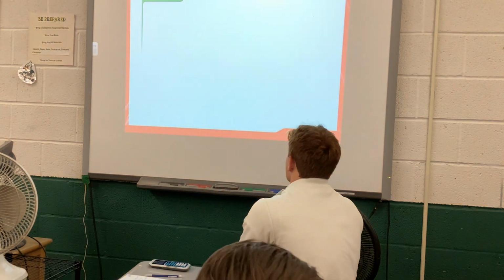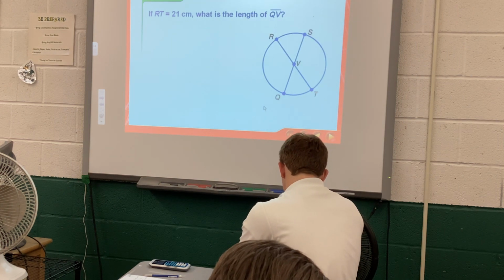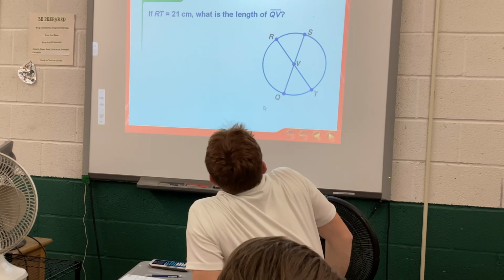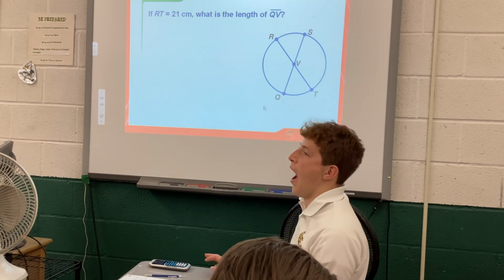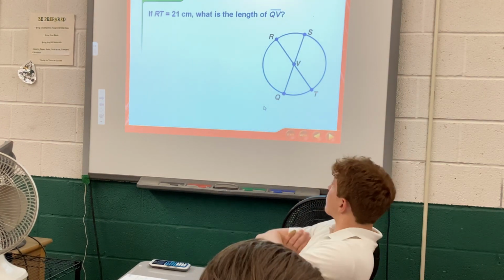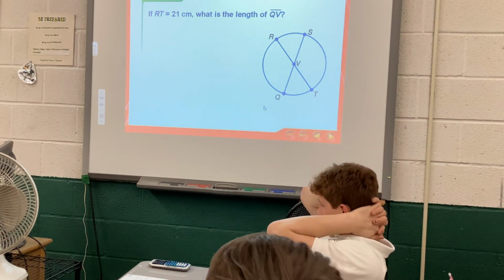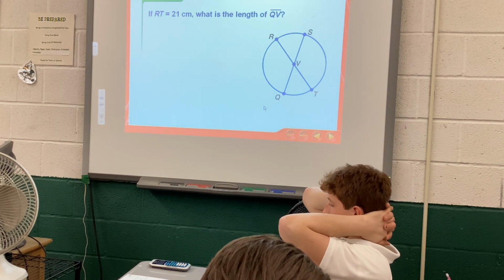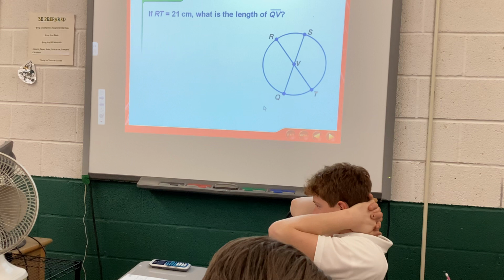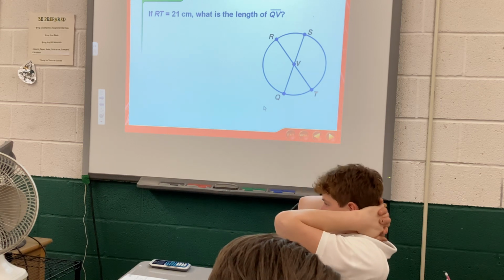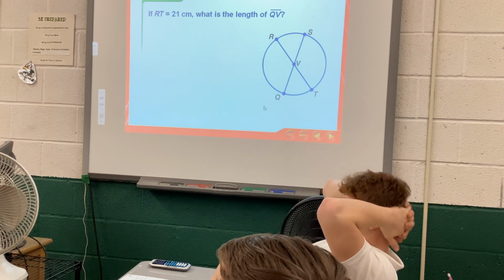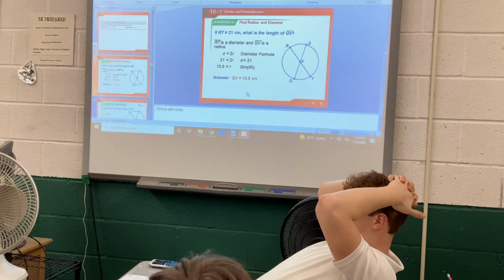And then we start looking at some problems. If RT is equal to 21, what is the length of QV? So RT and QV. Again, we'd have to make sure that we assume these are truly diameters. They should probably tell us that. But even though we're talking about segments in two different chords, we could still answer the question, right? If RT is 21, what's QV? All we're going to do is divide by 2. Piece of cake, huh?